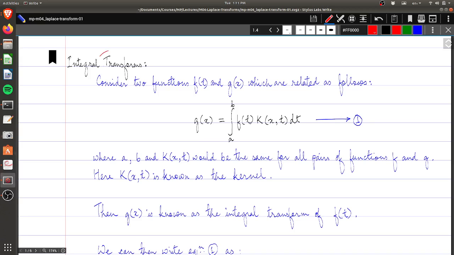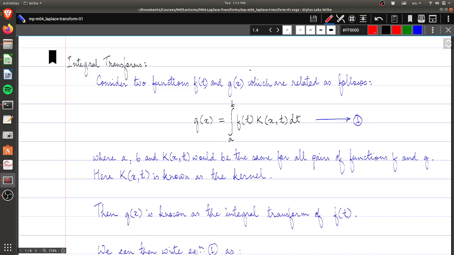So that means we are interested in some kind of transformation from one thing to another thing. Which are the two things? We can make a transformation between two functions. Let's say one function is f of t and the other function is g of x. Here f is a function of a variable t and g is a function of a variable x. So there are two variables: one variable is t and the other variable is x.